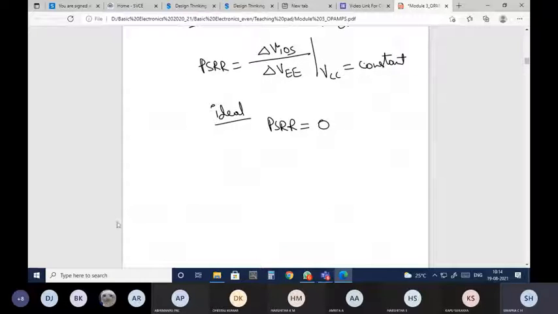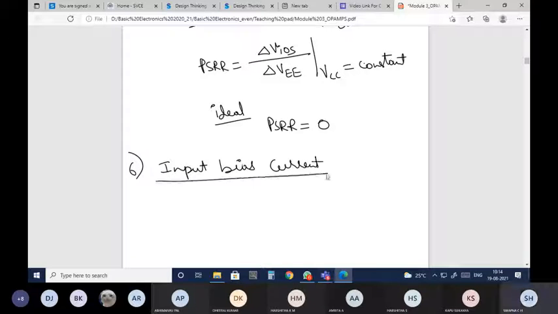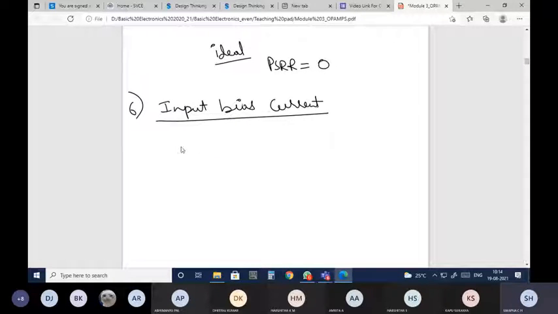Okay, then comes the last parameter, input bias current. It is given by the average of IB plus and IB minus. The average input bias current is denoted with IB. IB is nothing but the average between IB plus and IB minus. What are this IB plus and IB minus?